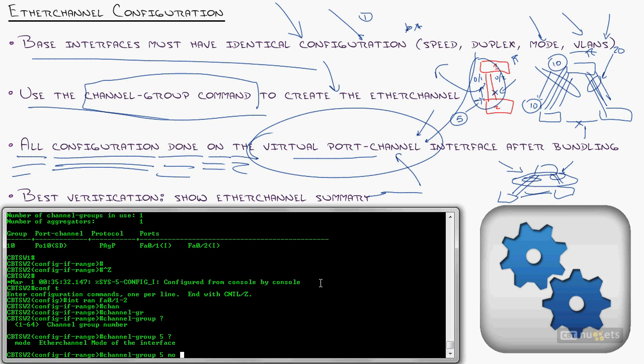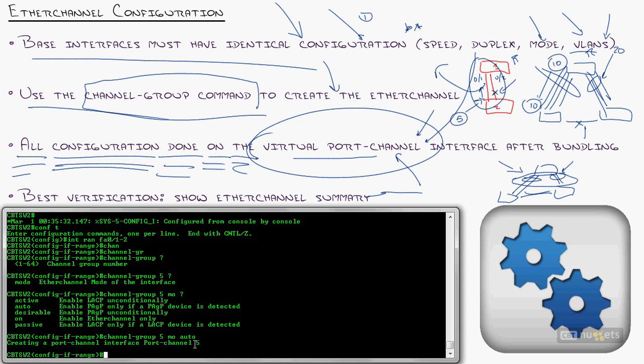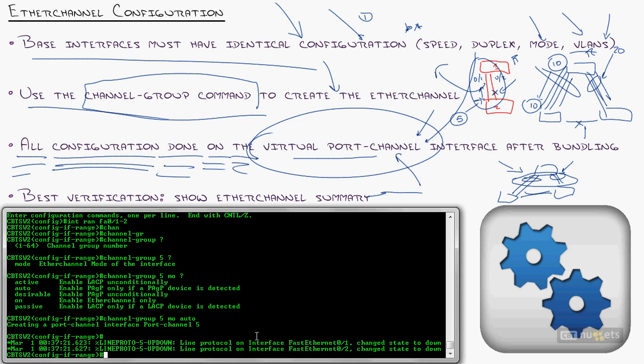Now, what is my mode? Well, again, we could use desirable. It would work. If you were debugging it and watching what's happening, you'd see a few more messages that aren't necessary. Let's go auto. It's like positive, negative, a battery matching up. It's good. So one side is aggressive, that's the desirable. And then you have the passive auto, just waiting for somebody to contact them. So we'll type in channel group 5 mode auto, right?